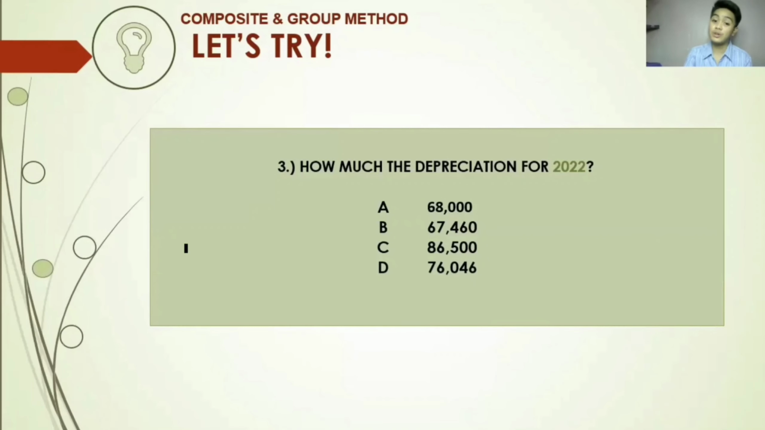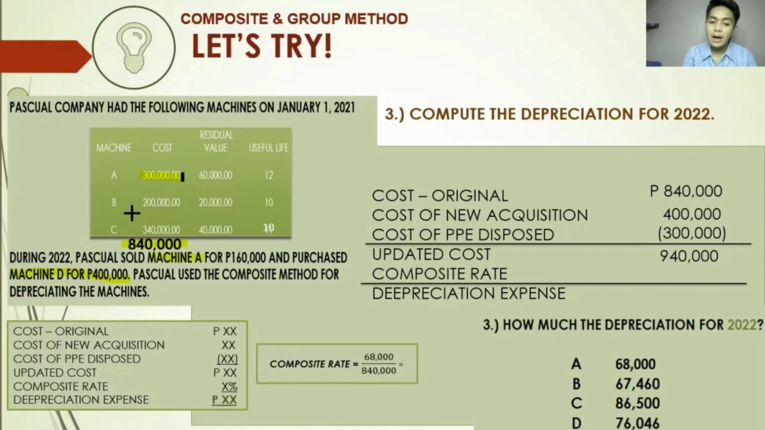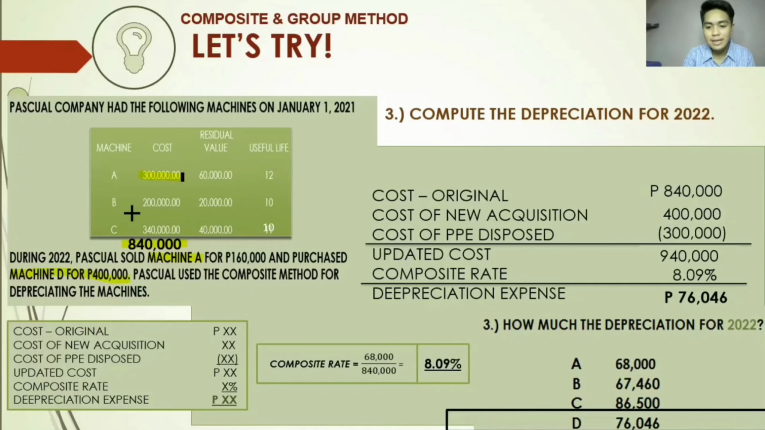How much the depreciation for 2022? Okay, so ito yung formula na gagamitin natin. So kailangan natin i-update yung cost. Cost, how much the cost? The total cost? 840. So lagay natin 840. Okay? So meron ba tayo in-acquire na new PPE? Meron po, which is si Machine D na may halagang 400. So lagay natin 400. How about may dinispose ba tayong PPE? Meron po si Machine A. 300,000. So, lagay natin minus 300,000. How much yung updated cost natin? 940. Multiply lang natin sa composite rate na na-compute natin kanina, which is yung 8.09%. So, the depreciation expense was 76,046. So, the answer for number 3 is letter D.